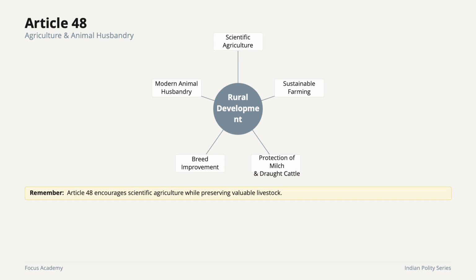Now, talking about protection of milch and draught cattle, milch means any kind of cattle that provides milk. Now, what animal can you think of that provides milk? Cow, right? So, Article 48 explicitly mentions that cows must be protected. Do you think it comes from a religious perspective? Because Hindus, right? It doesn't come from a religious perspective. It may be the case, but you cannot write that in your examination.